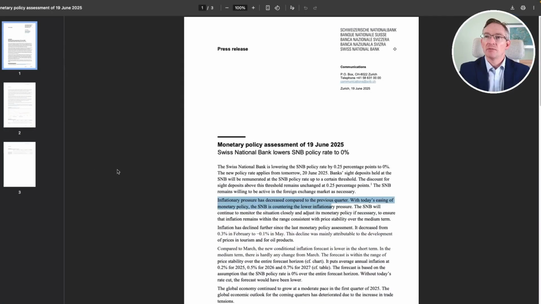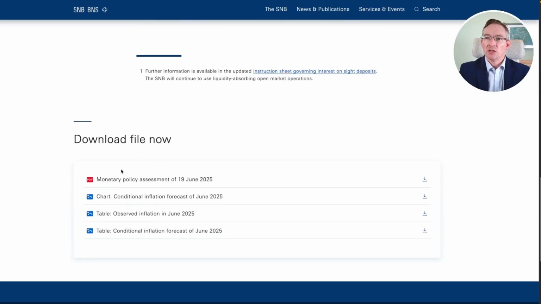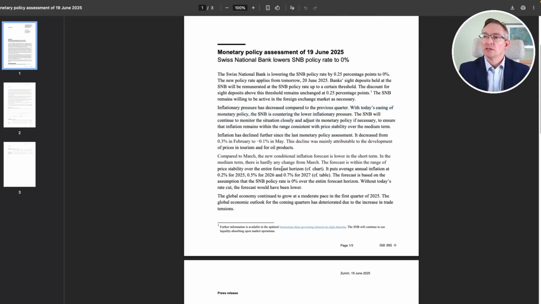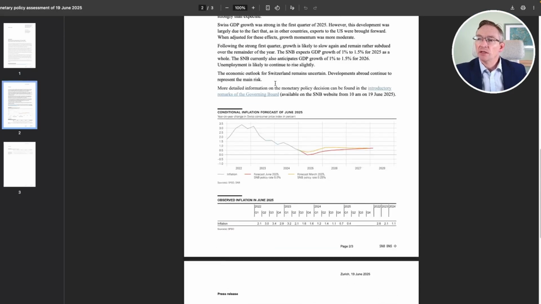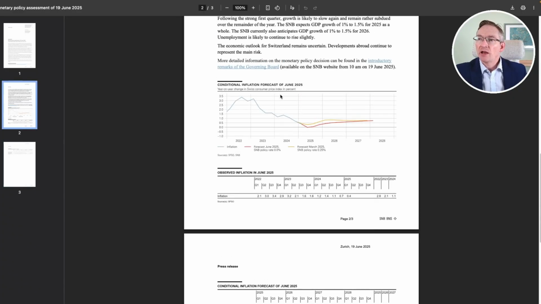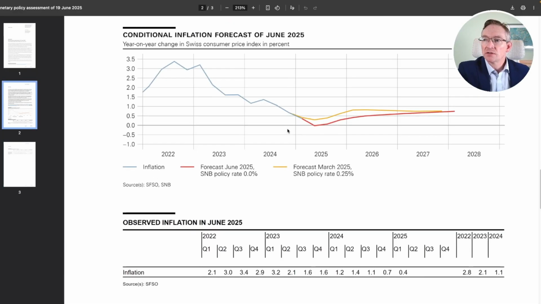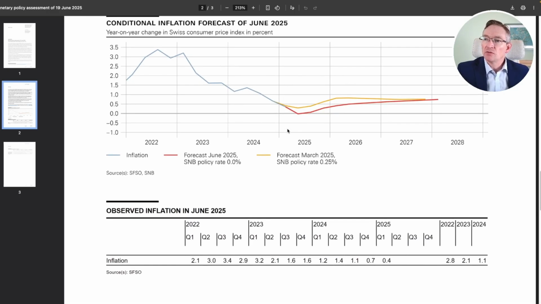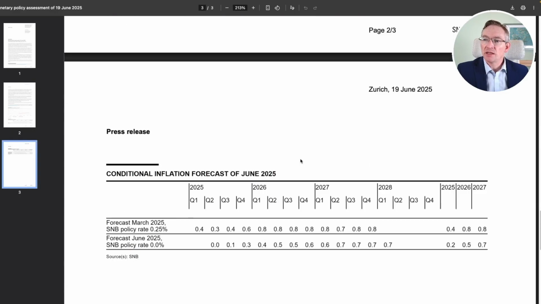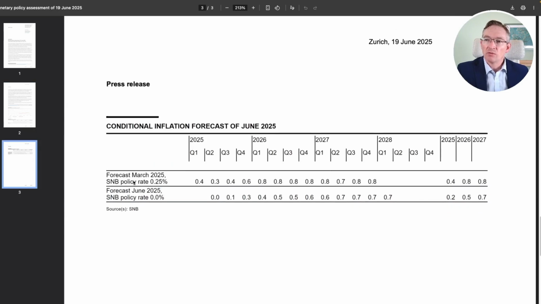Now, if you take a look here, this is their monetary policy assessment, and you can just click on this PDF, right? And you can download that monetary policy assessment. And what you're looking for here, okay, you get the statement, but you also get these very helpful inflation forecasts. And you see here that the inflation forecast changes between the previous decision and the current decision. So it shows you the current decision in red, previous decision in yellow. Do you see how they see inflation moving lower? You can see that by looking at the forecast here.